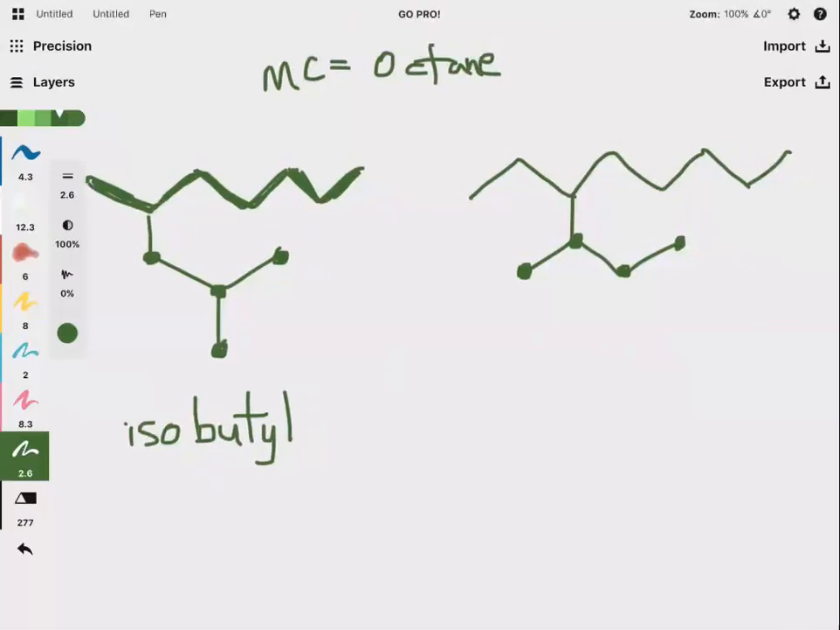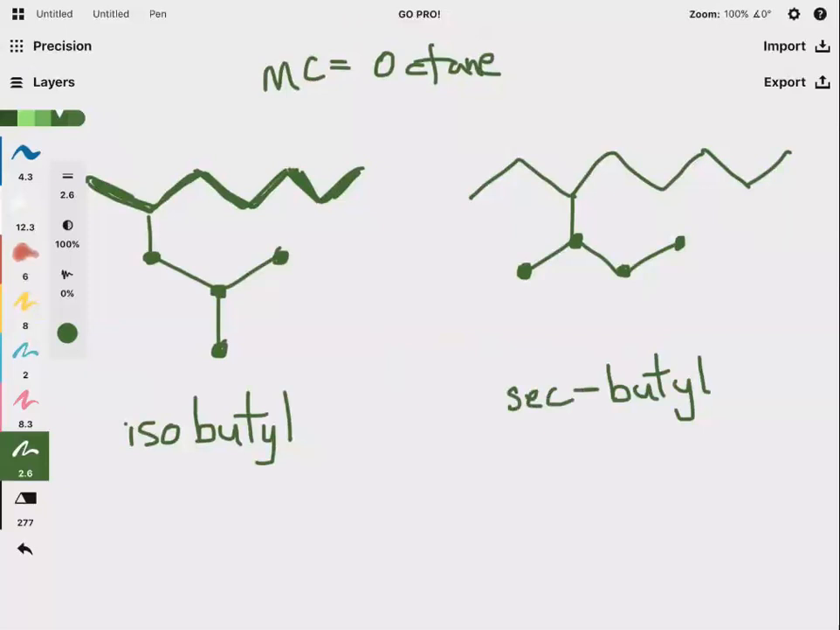So off of the 3rd carbon of the 2nd example, we have 4 carbons, a 4 carbon group. So we know we have a bute. So it's a butyl, but it's not organized the way the isobutyl is. It's organized in a slightly different way. This we would call a sec-butyl.